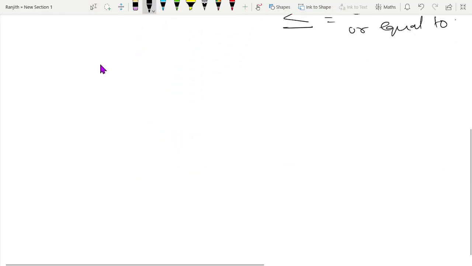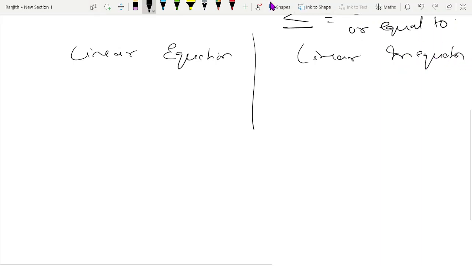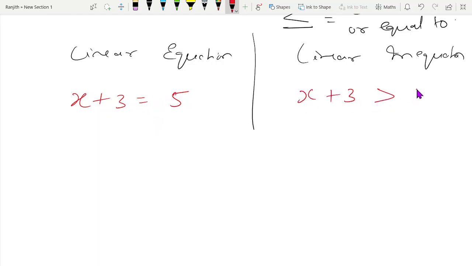Okay, now linear equation and linear inequation. For example, linear equation: x plus 3 is equal to 5. Can you see the equal to symbol is given? Yes, sir. So whenever in a linear equation equal to is given, the value is fixed. What is the variable in both the questions?